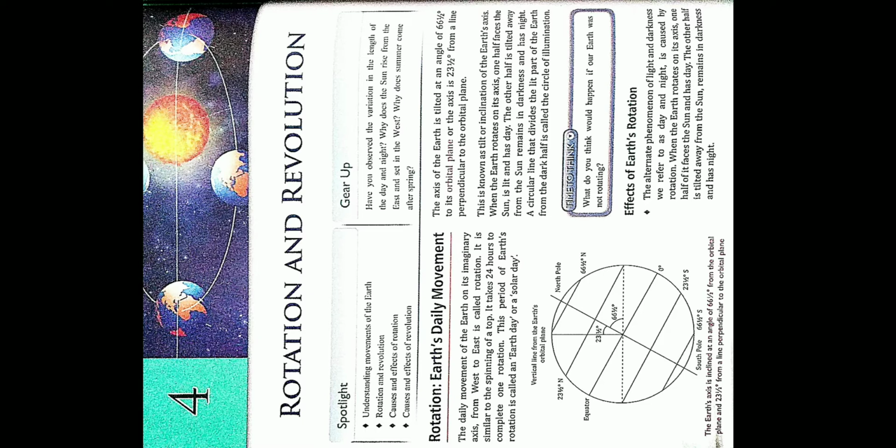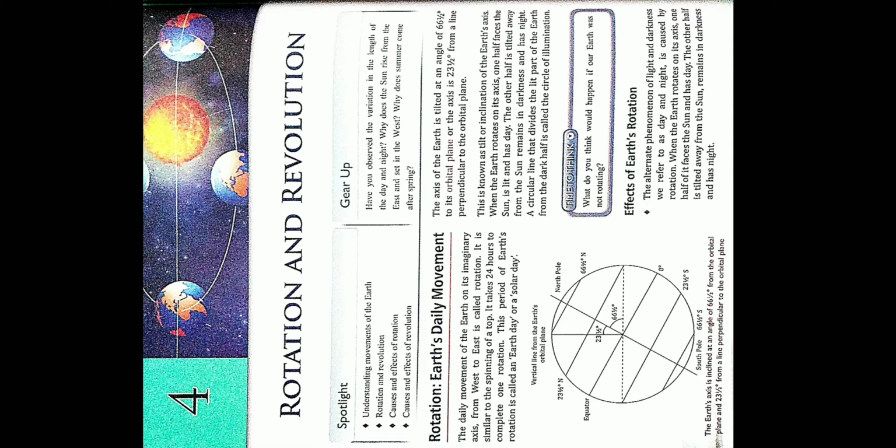So, rotation is the movement of the earth on its imaginary line. The earth rotates from west to east, and it takes only 24 hours to complete one rotation. The axis of earth is tilted at an angle of 66 and a half degrees to its orbital plane, or the axis is 23 and a half degrees from a line perpendicular to the orbital plane. This is known as tilt or inclination of the Earth's axis.